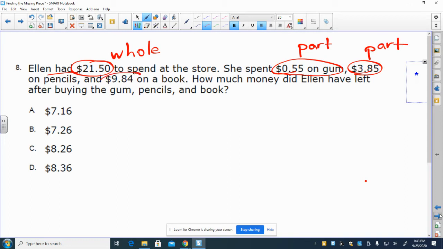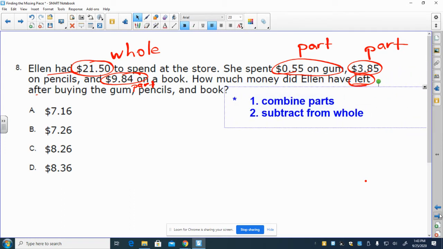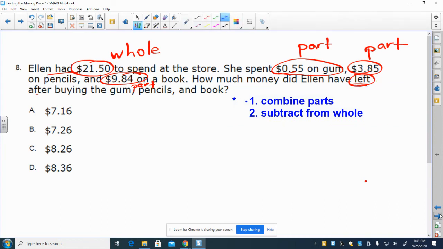And $9.84 on a book, another part. How much money did Ellen have left after buying the gum, pencils, and books? It wants to know how much she has left. It's asking you for that missing piece. It's told you about a bunch of the parts and how much money she walked in with, but now it wants to know how much she is going to leave with. This is another example of finding a missing piece. And to find a missing piece, combine the parts and subtract from the whole.